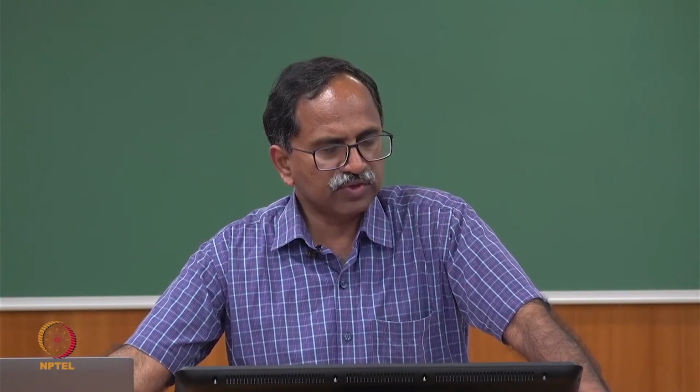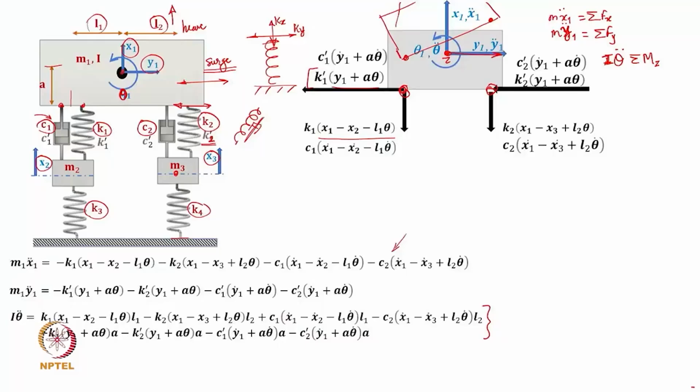As we usually do, we extract a free body diagram for the individual inertia elements. So, here what we can see is theta and theta double dot, the angular motion and its second time derivative. Theta double dot is counterclockwise. x1 and x1 double dot are the motions of the mass in the vertical direction, and similarly y1 and y1 double dot. So, those are the 3 degrees of freedom that we have here.